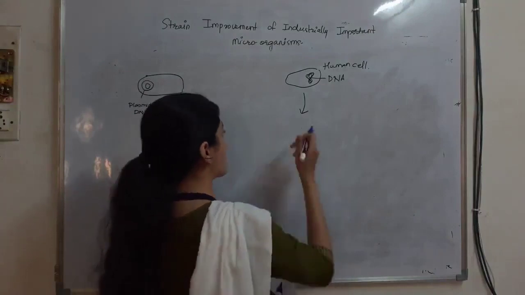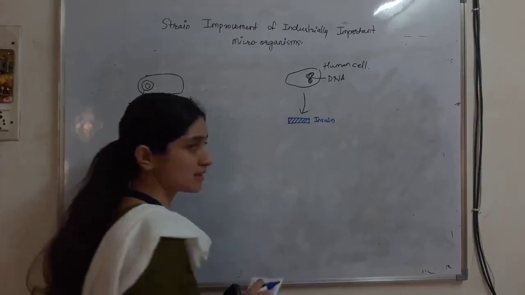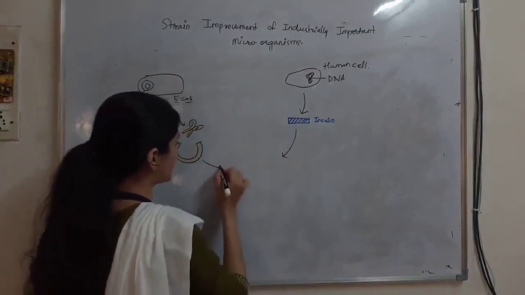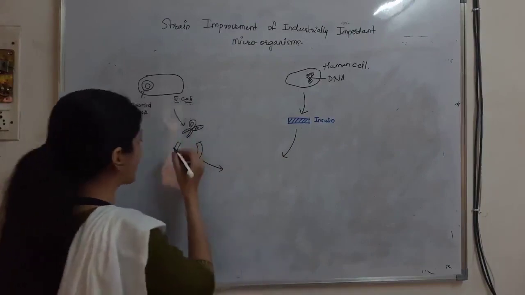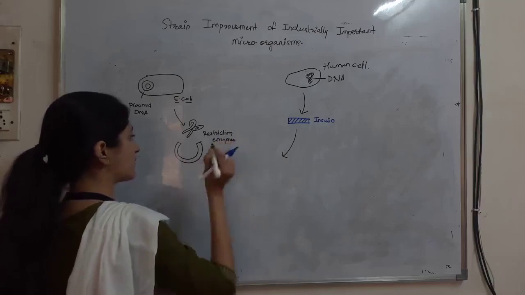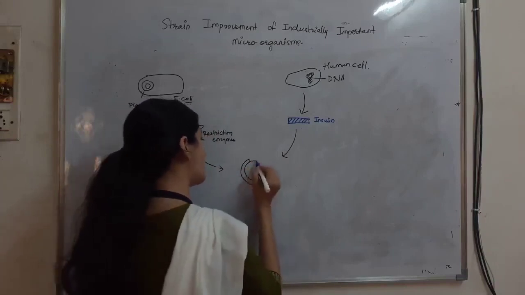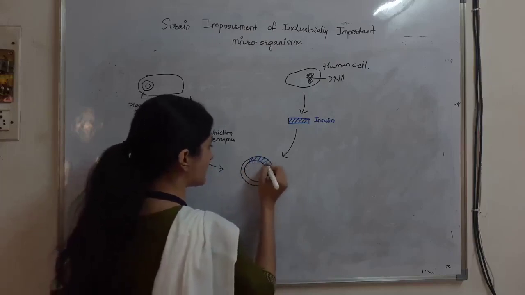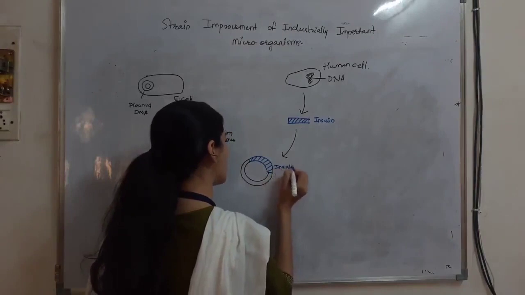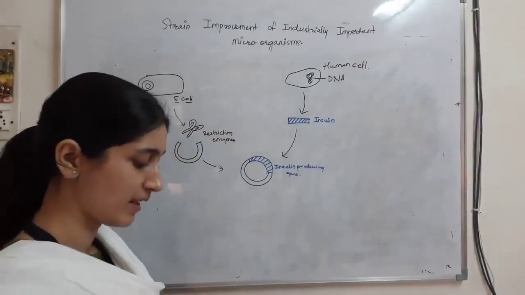the gene responsible for producing insulin is cut and used. Now, both of these are cut with the restriction enzymes. With the help of ligases, we can form a DNA molecule, plasmid DNA, which has insulin producing ability. Human insulin producing ability.